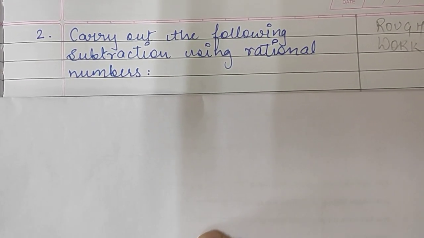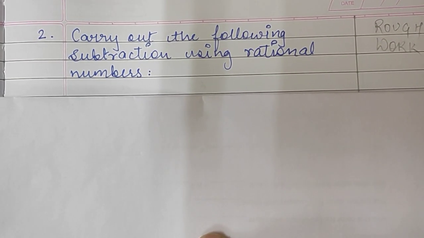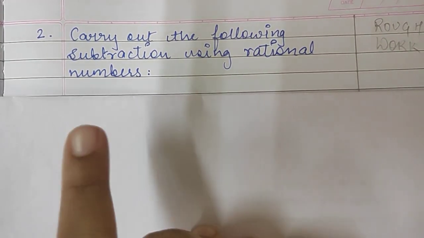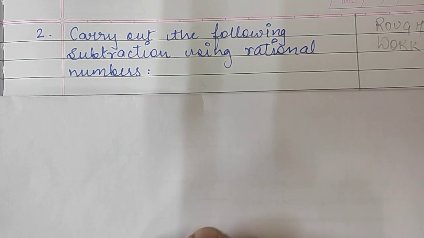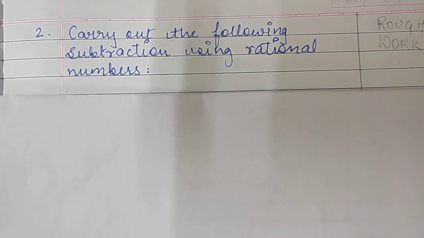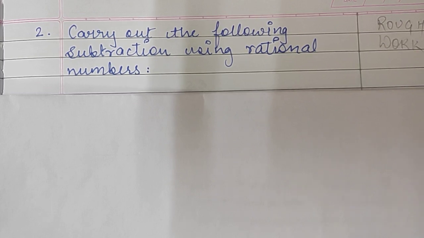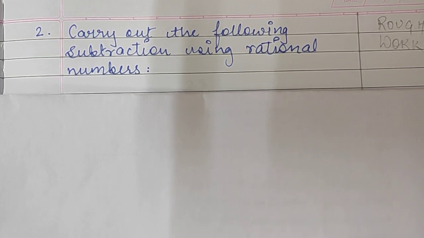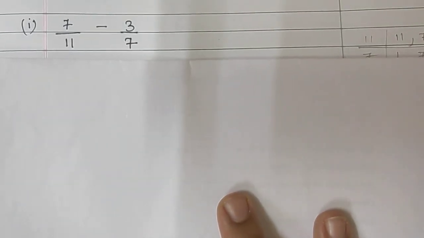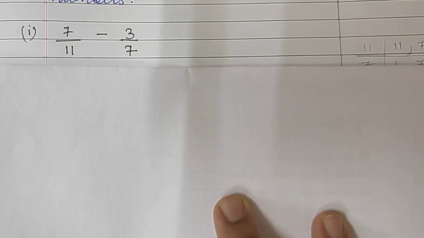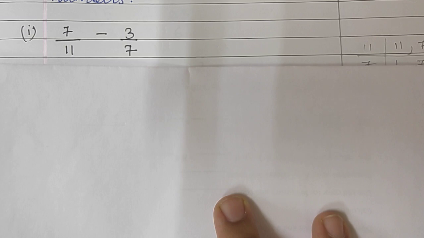Now we already learned how to add the fractions. Now we are going to subtract the fractions. Addition and subtraction of fractions, the steps are similar. Only instead of adding, here you have to just subtract. Rest all the steps are going to be the same. So let's begin with sum number 1. The first sum says 7 upon 11 minus 3 upon 7.